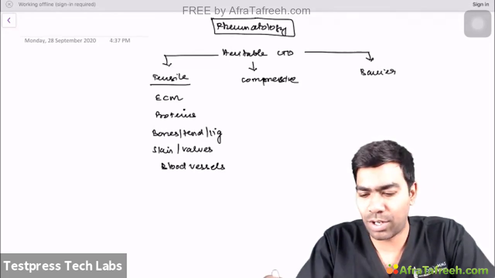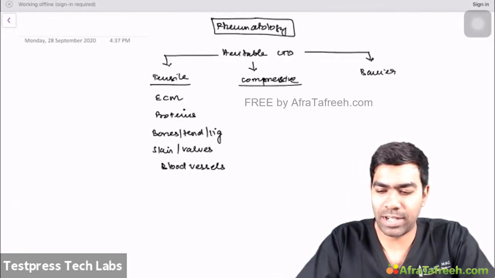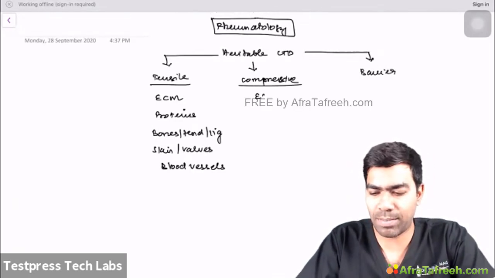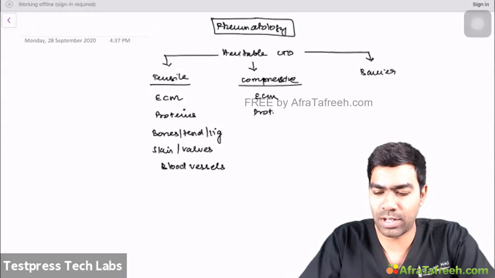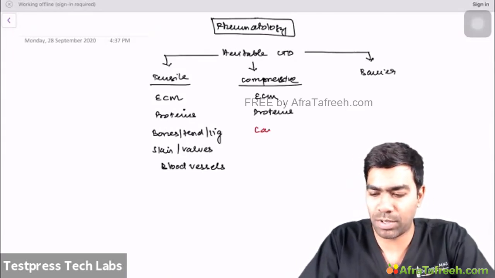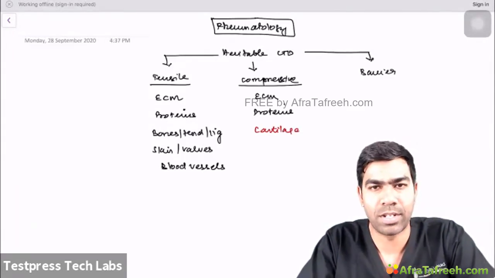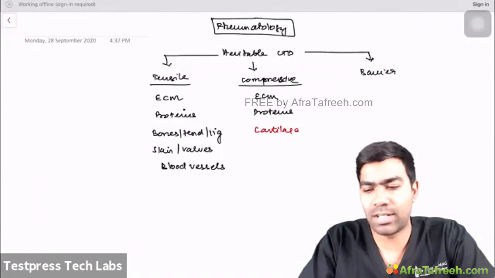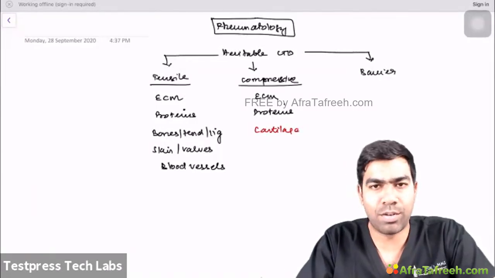As far as your compressive CTDs are concerned, the problem will be in the extracellular matrix, in the extracellular proteins, and more than tendons, ligaments, and bones, the problem will be predominantly in the cartilages. So that's a very important point here. And when you see the examples for each disorder, you'll understand it much better.